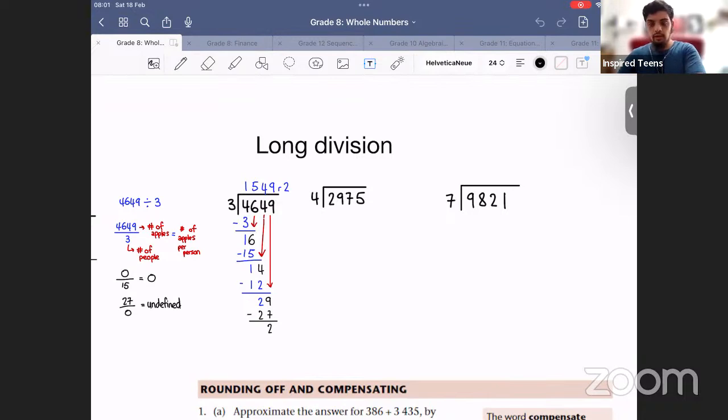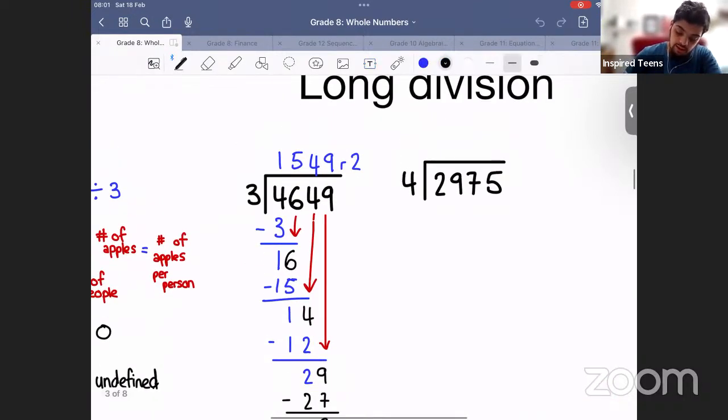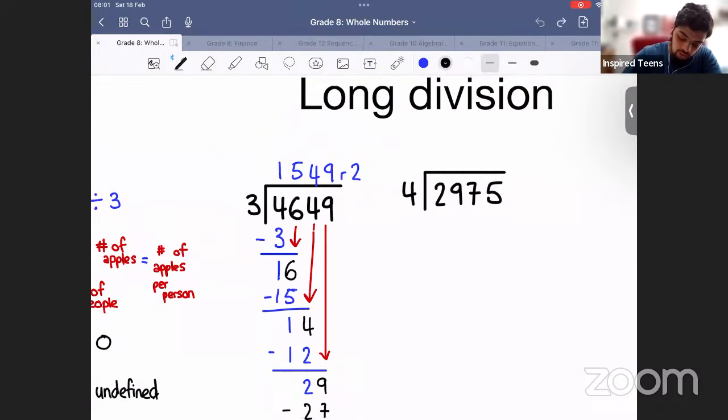So we're going to continue where we left off last week, and that was with long division. I said that we'll go through the method of short division as well, so that's what we'll do. Remember long division? We had this first example: 4649 divided by 3. That's how we structure it in order to do long division.